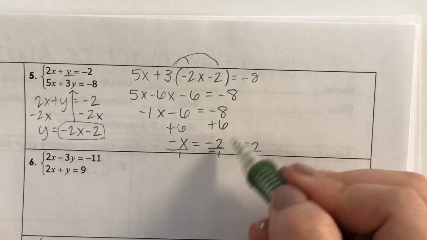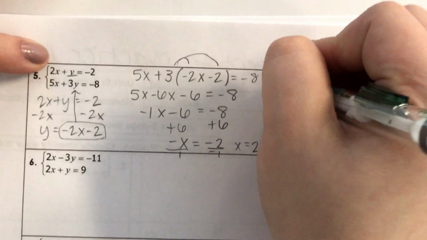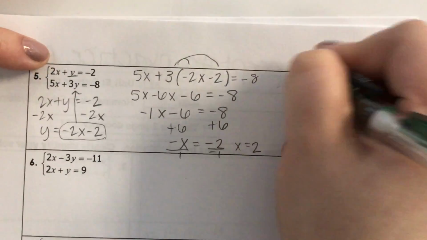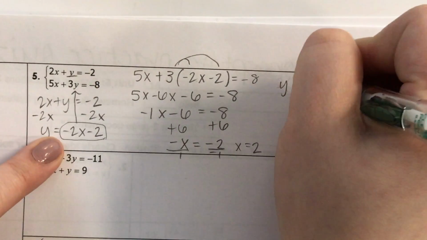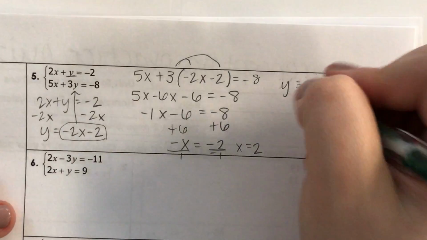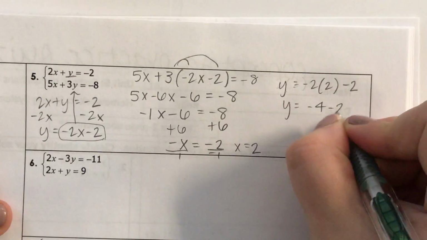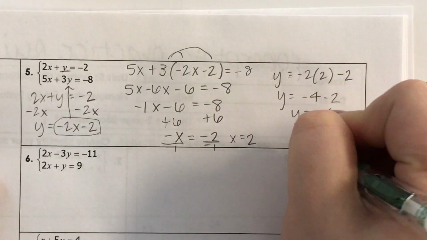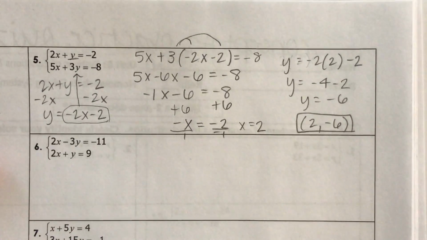I'm going to plug that into any equation I want. Let's plug it into this equation here, because I already have y by itself. So y equals negative 2 times 2 minus 2. Okay? So y equals negative 2 times 2 is negative 4. Minus 2 is negative 6. So my solution, 2, negative 6. Okay? All right, let's keep going.